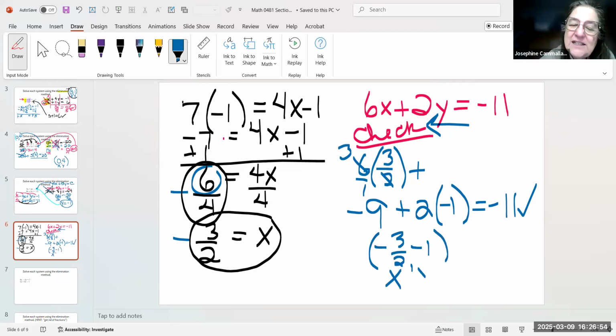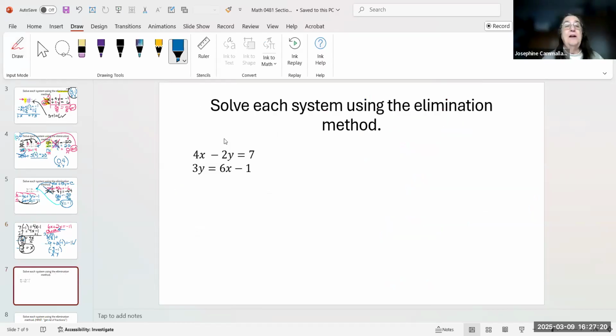This is my x, this is my y. So see, the check does have its purposes. Sometimes you make just a little silly mistake and you blow the whole problem. So therefore, why make a mistake with these? You can always check them. Now, we're going to go to this one.